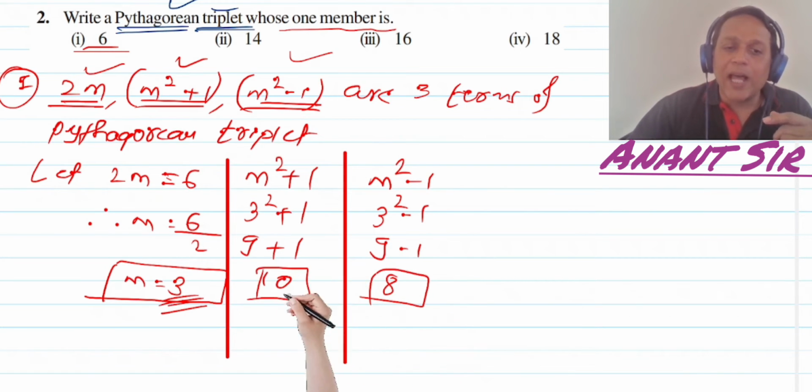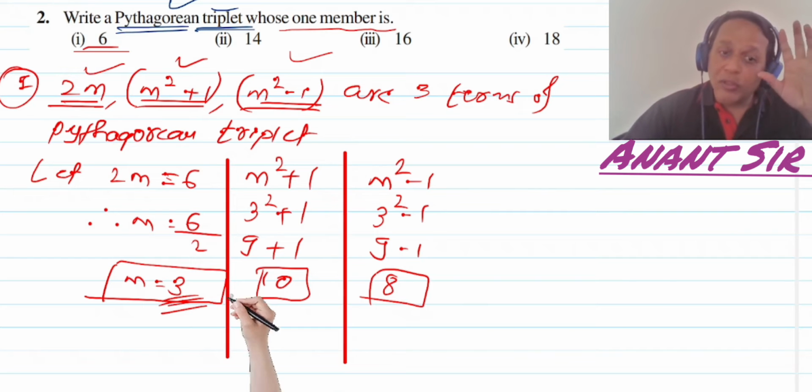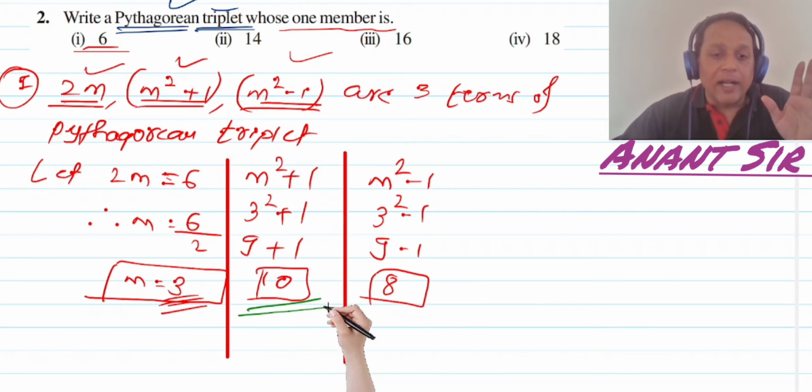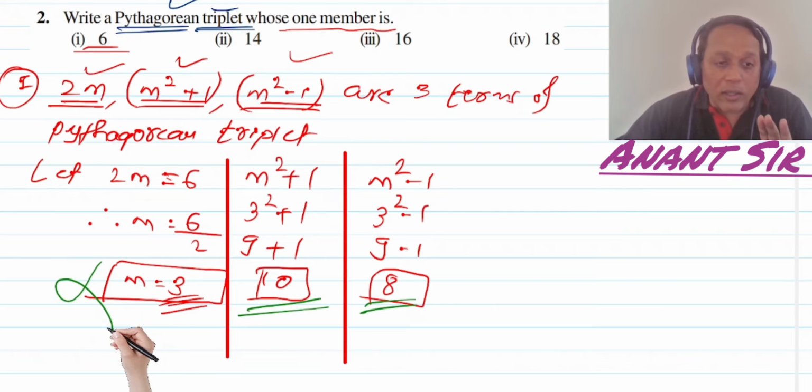So these are the three terms. Which three terms? Few students make a mistake here, right? 10, 8 and 6, not 3.